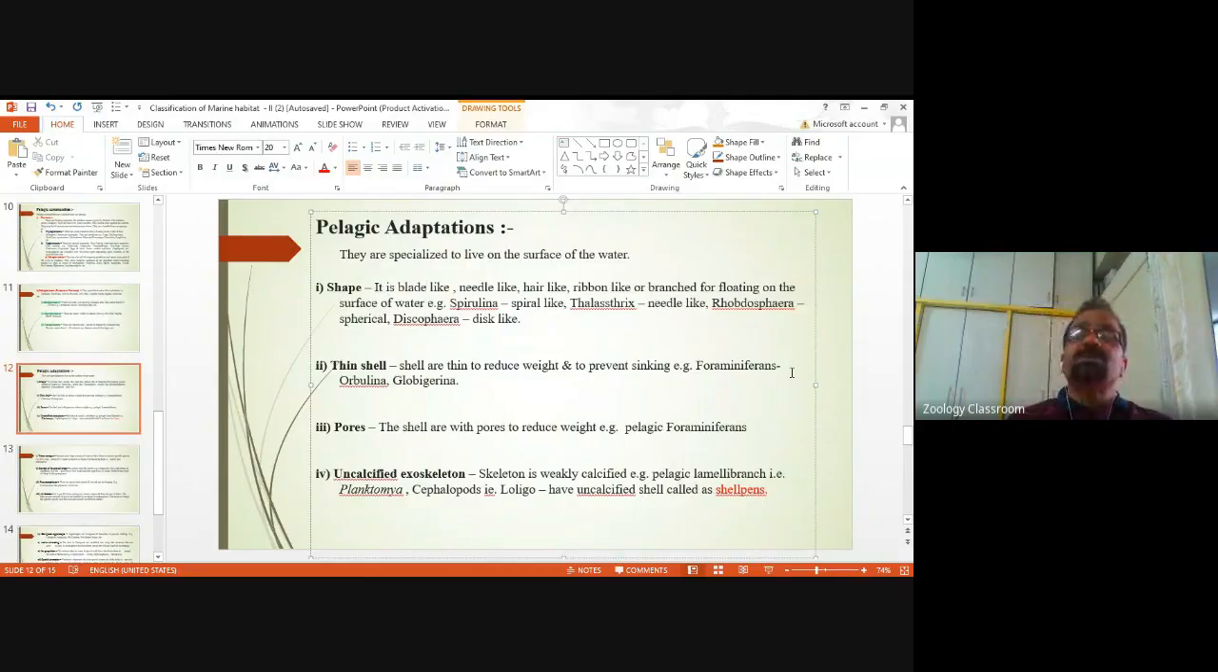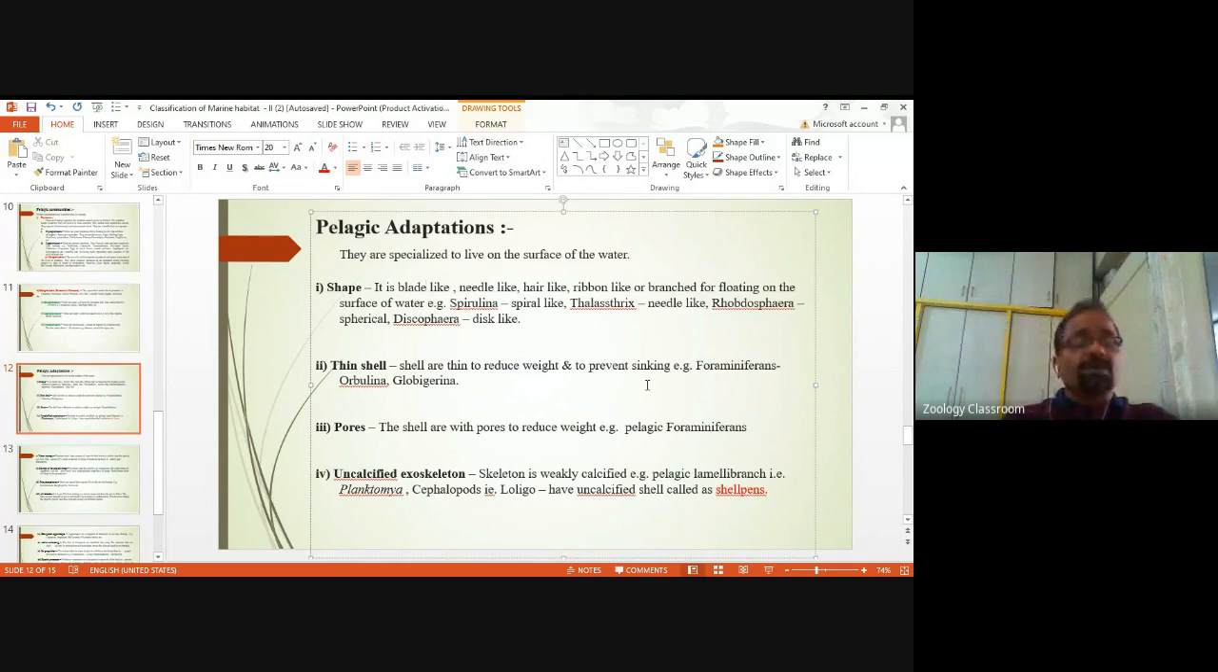The examples quoted here are Spirulina, which has spiral forms. I will show you the pictures of these organisms later on. Thalastrix, which is needle-like, Rhabdospira, spherical in shape, Discospira is disc in shape. So these organisms, according to their shape, are capable of floating on the surface of the water.